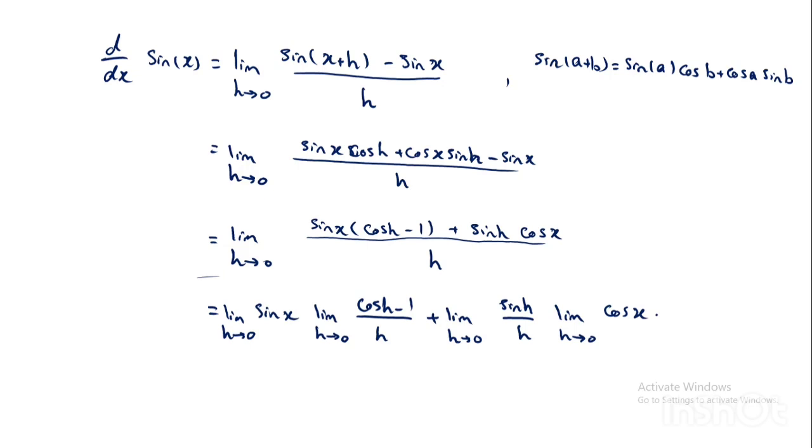This one, (cosine h minus 1) over h as h tends to 0, tends to 0, so the first term completely cancels out. And the second one, sine h over h as h tends to 0, tends to 1, and so we are left with this one, which is equal to cosine x. So the derivative of sine x is equal to cosine x.